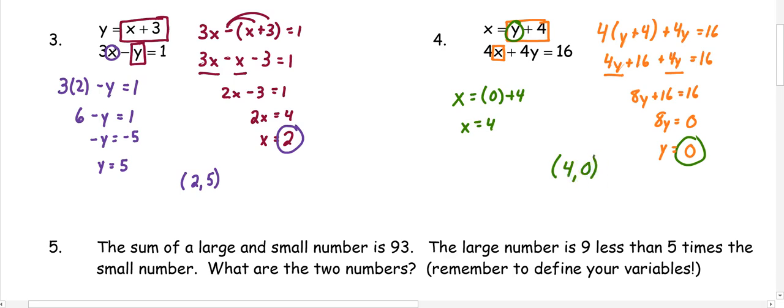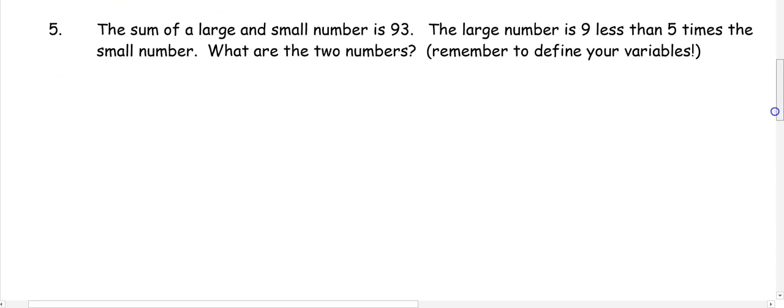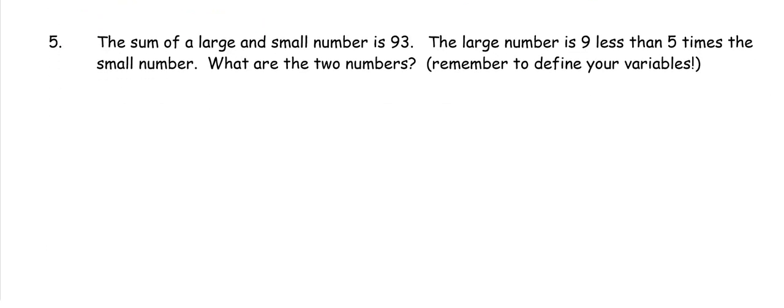So let's do another problem, and this time we're going to solve a word problem. So number 5, the sum of a large and small number is 93. The large number is 9 less than 5 times the small number. What are the two numbers? So remember here, we need to first define our variables. So we're going to say L is going to be our large number, and S is going to be our small number.